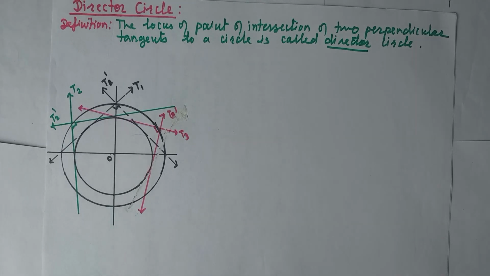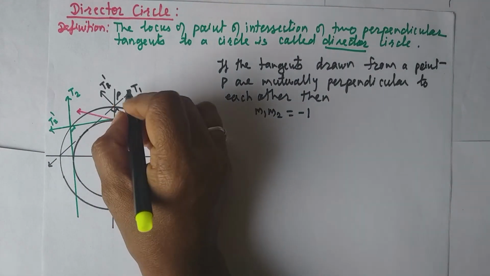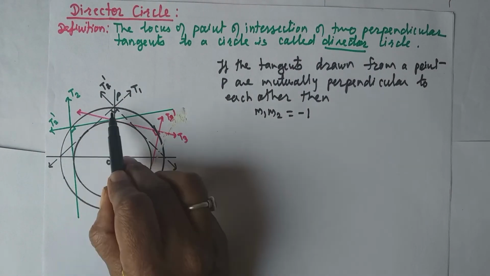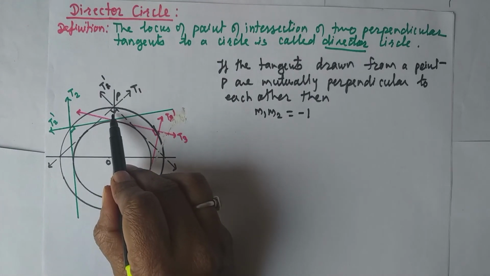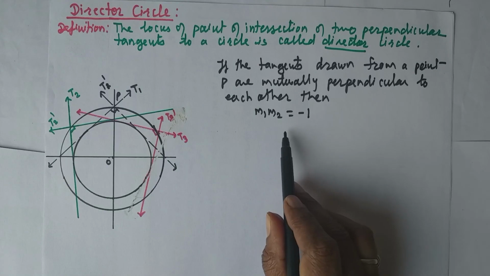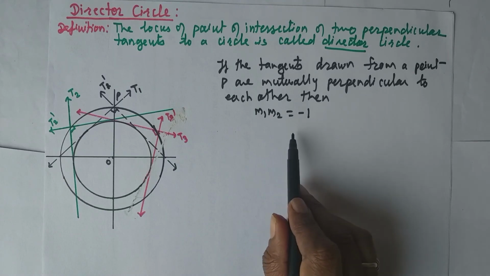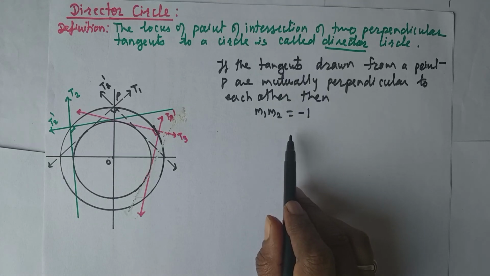For that, if we draw mutually perpendicular tangents, then we know that as these tangents are perpendicular to each other, the product of their slopes will be minus 1. Therefore, we will write this down. Suppose this is point P, and from this point P we will draw two mutually perpendicular tangents to the circle. If the slope of one tangent is m1 and the slope of the other tangent is m2, then as the tangents are perpendicular, the product of their slopes is equal to minus 1.